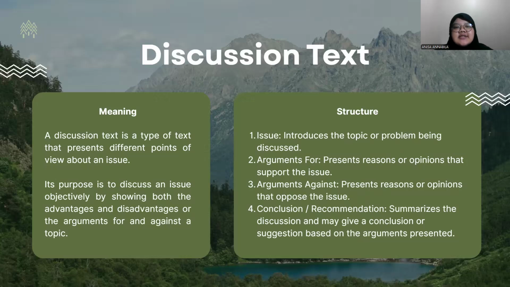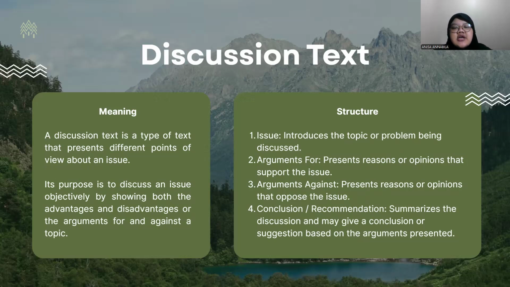Next, the main material is discussion text. First, I'm going to tell you about the meaning. Discussion text is a type of text that presents different points of view about an issue. Its purpose is to discuss an issue objectively by showing both the advantages and disadvantages, or the arguments for and against a topic.